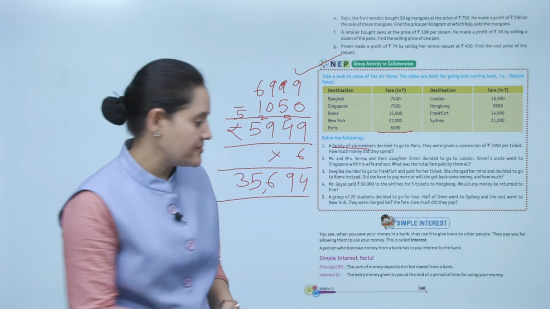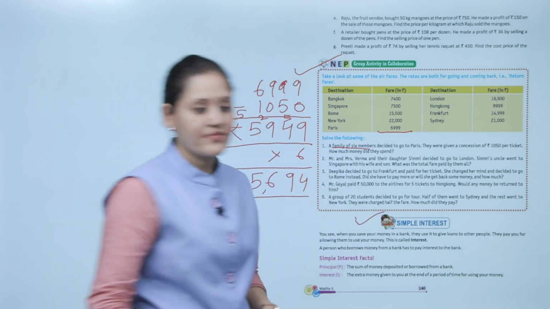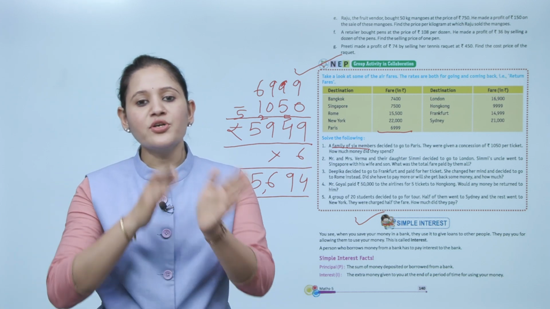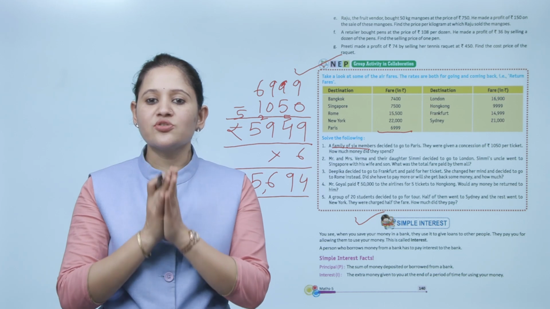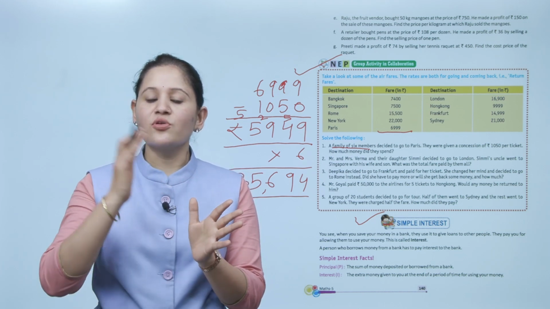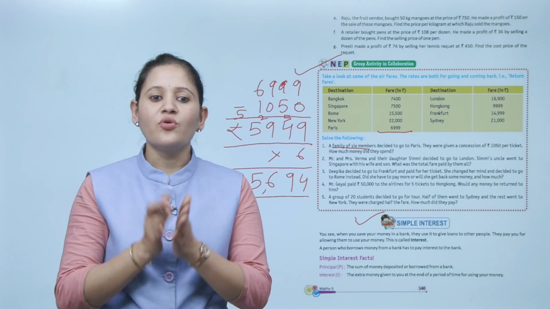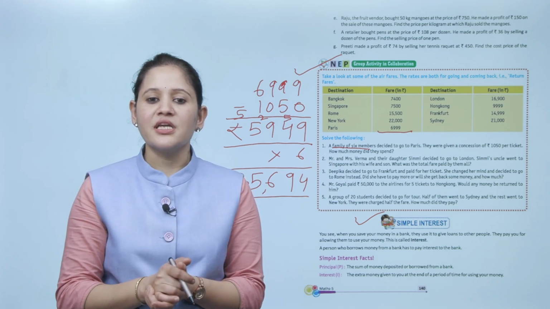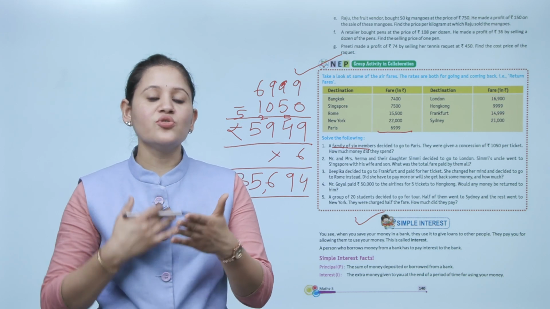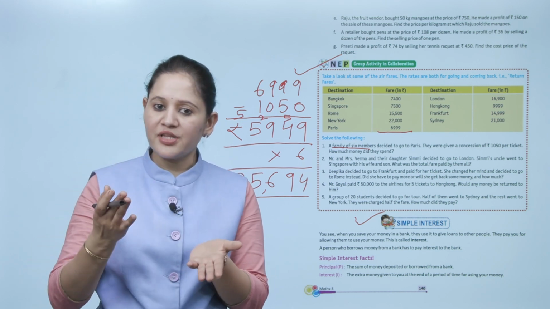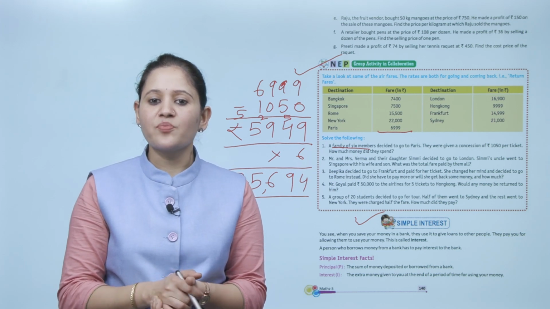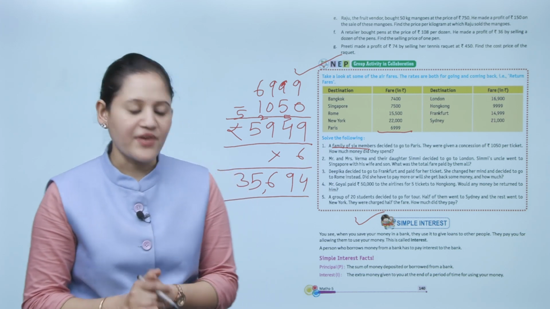Next is simple interest. You see, when you put your money in the bank, they use it to give loans to other people. They pay you for allowing them to use your money. This is called interest. Means you are using their money, so you have to give some extra amount for that. That is called interest. A person who borrows money from the bank has to pay interest to the bank.